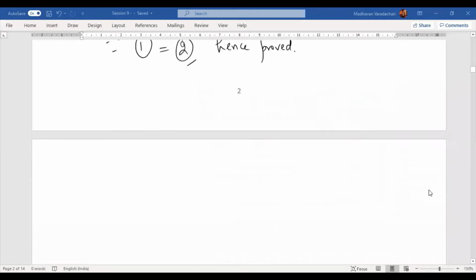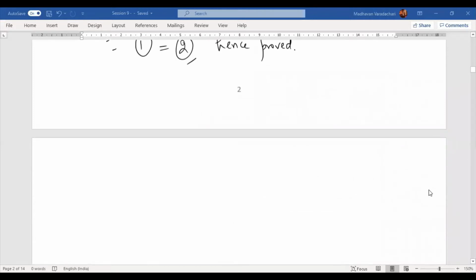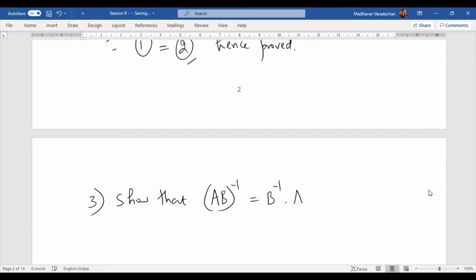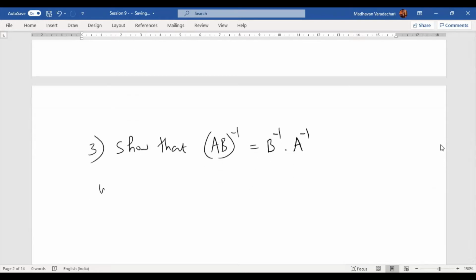We move on. The next, third question. Show that for AB, the inverse is B inverse multiplied by A inverse, when A equals 3, 2, 5, 6.